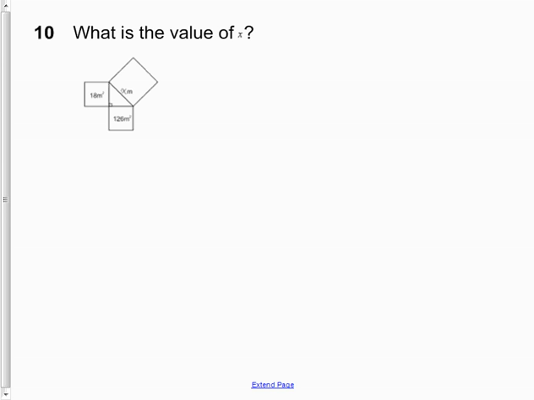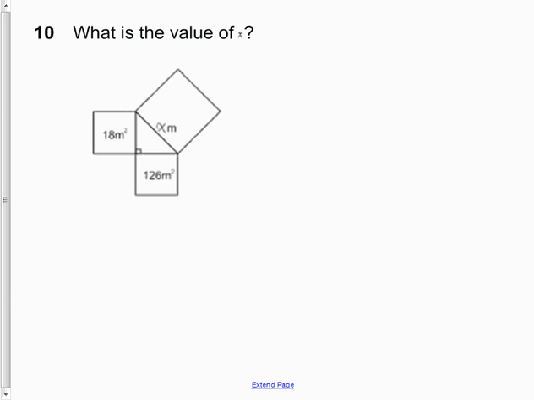Question 10, what is the value of x? For this one, we are given the two legs. The first thing we need to take from this is that the area of this square would be 144 meters squared, because the area of the squares attached to the legs equals the area of the square attached to the hypotenuse. And if the area of that is 144, x would have to be exactly equal to 12 meters.